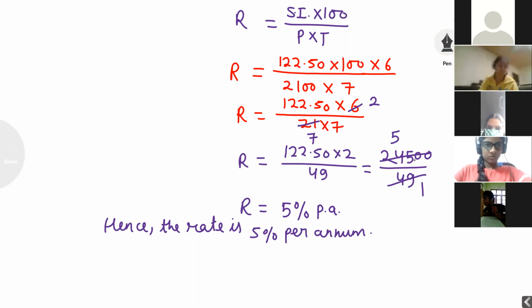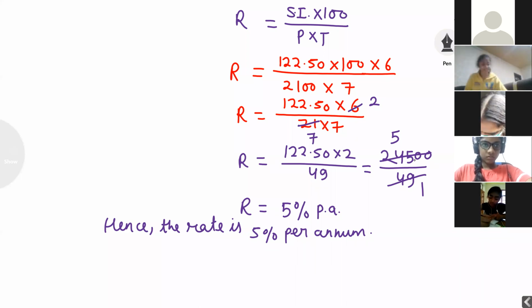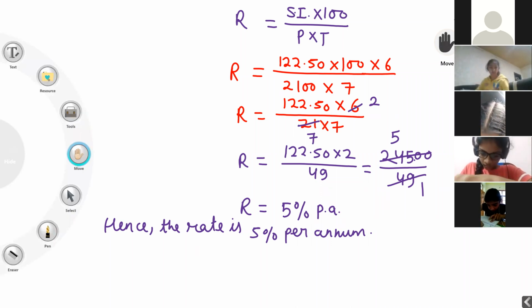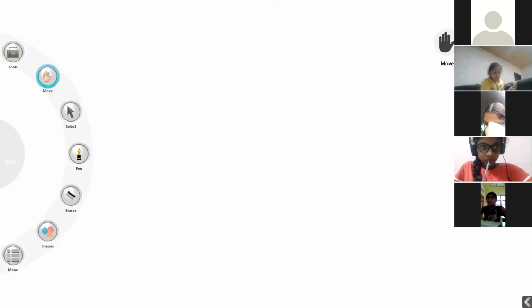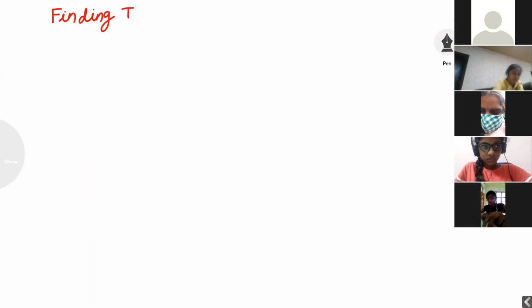Next keep heading, finding time. I hope Kundana you got it. Yes. Keep heading, finding time. Last topic of this unit, finding time.